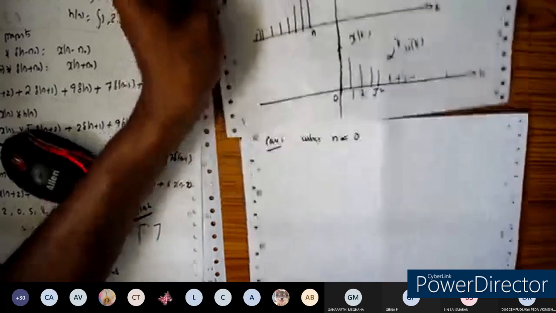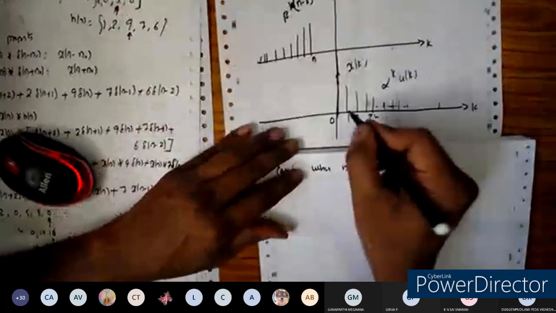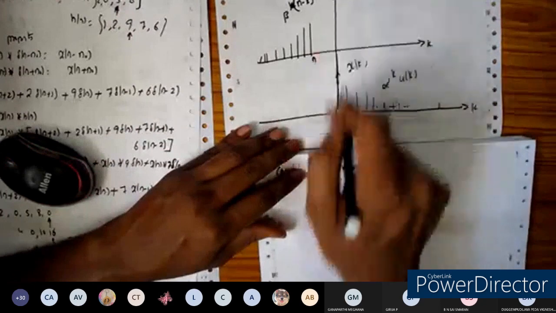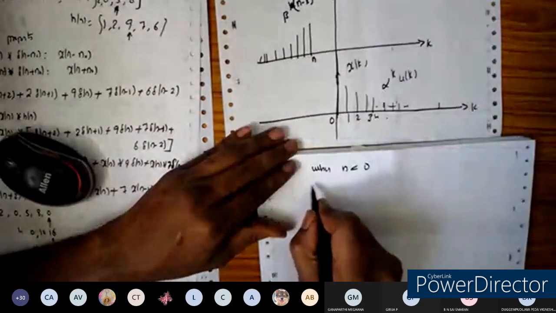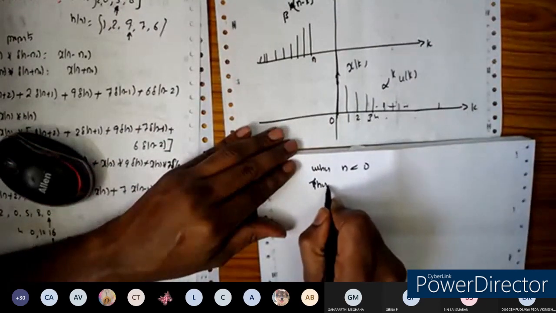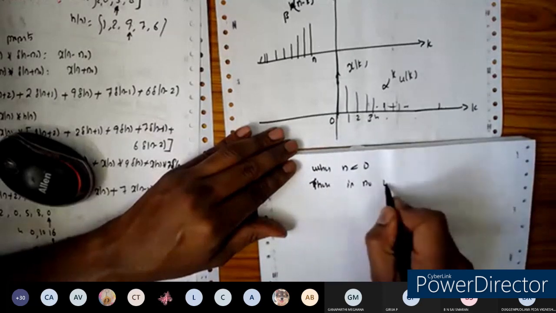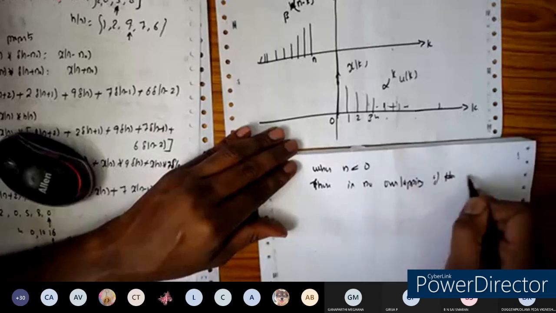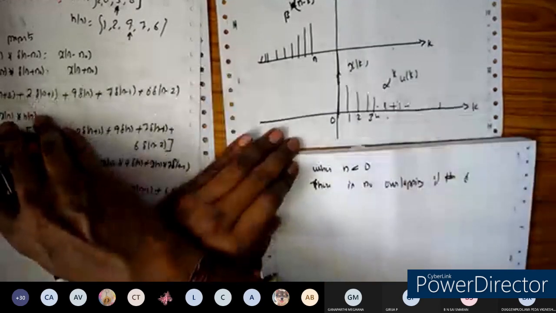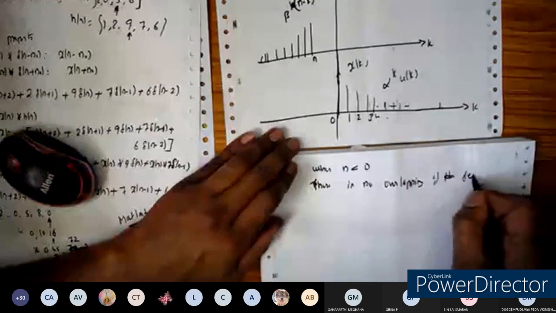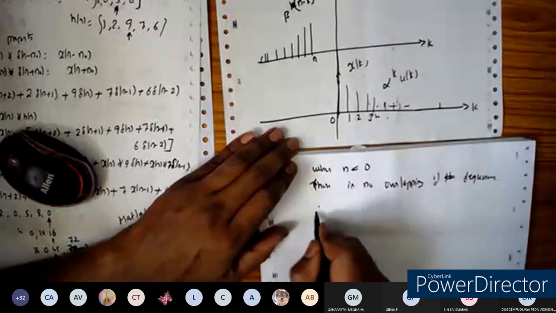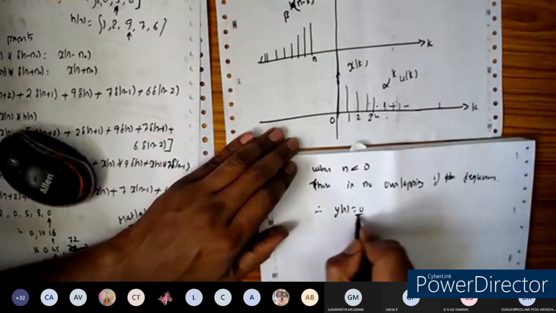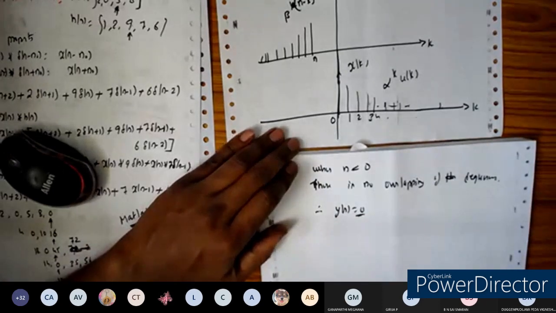You got the concept here, no? n is less than 0, so there is no overlapping of the sequences. Therefore, the product y of n will be equal to 0, because there is no overlapping of the sequences.